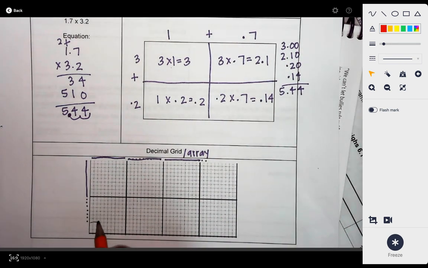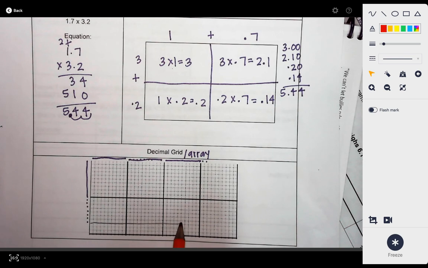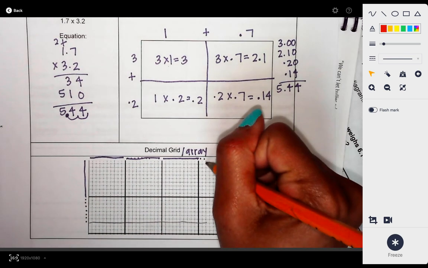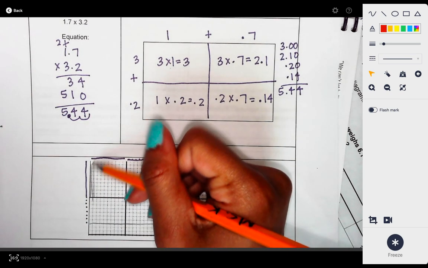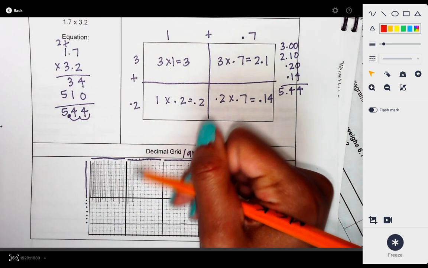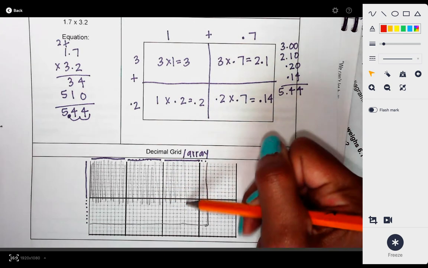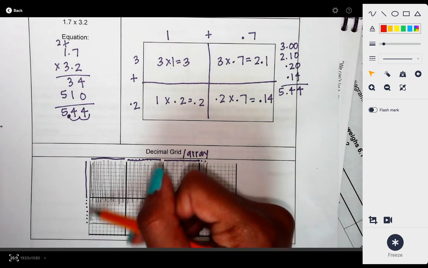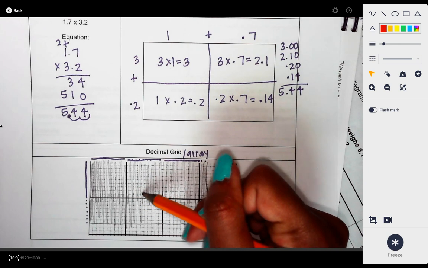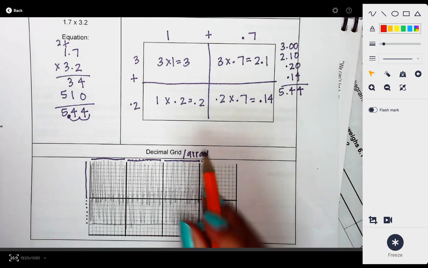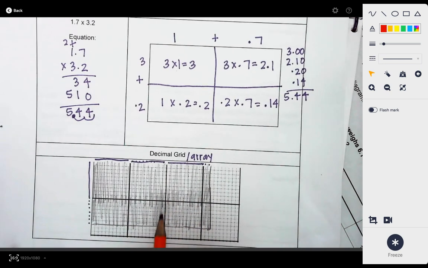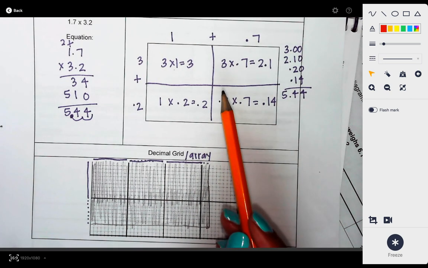So I know that we're going to shade in this amount. The answer will be how much space is taken up in the grid, kind of like an area model. Area is finding the amount of space in an object. An array is just a more exact way to do that with the area model.